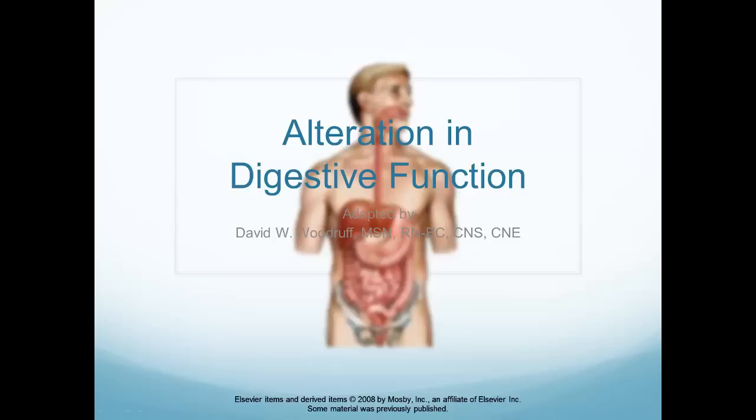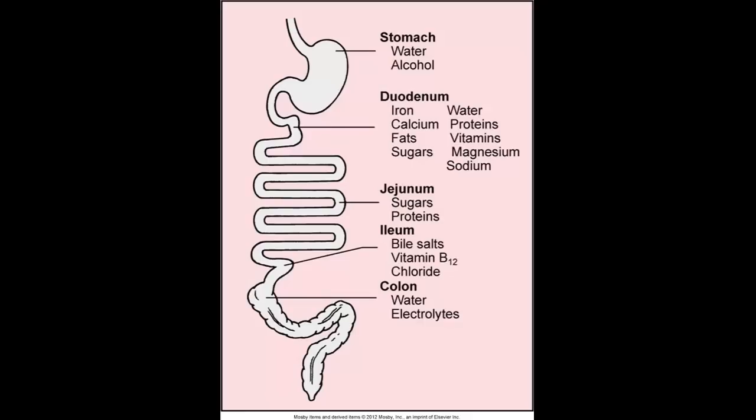Here we're going to talk a little bit about the anatomy and physiology of digestive function and then into some of the specific types of alterations you're going to see in your patients who have digestive problems. So first of all, let's go back and review a little bit as to what is happening in the digestive system. As we move through the digestion, what is being absorbed, what is going to be digested, and where.